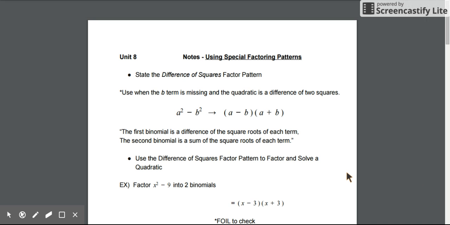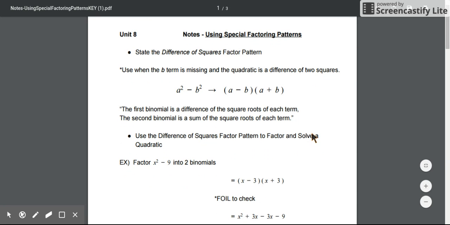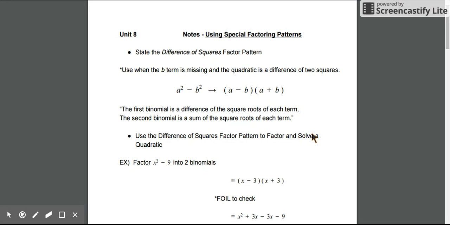In this video, I'm going to be describing two special factoring patterns that we can use to help us save a few steps and a little bit of time whenever we need to factor and solve quadratics. If we can identify these two special types of quadratics, we can use their special factor patterns and factor and solve pretty quickly. The first special factor pattern is called a difference of squares.